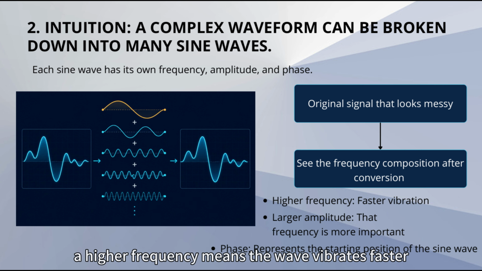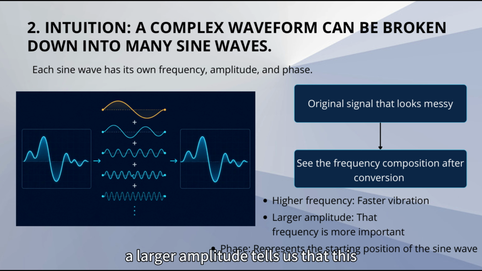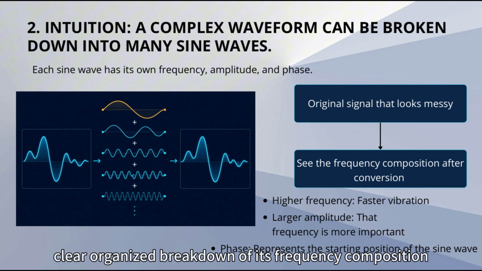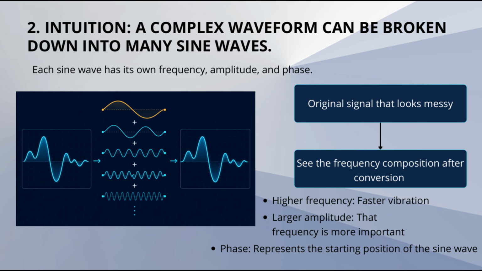A higher frequency means the wave vibrates faster. A larger amplitude tells us that this specific frequency is an important, dominant part of the overall signal, and the phase simply represents the starting position of that sine wave. So the transform takes a messy time signal and gives us a clear, organized breakdown of its frequency composition.